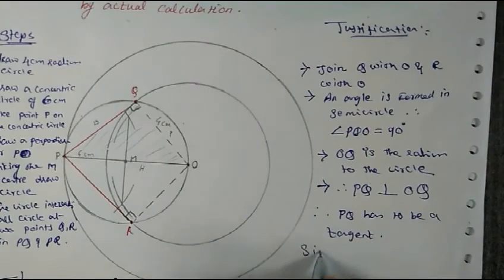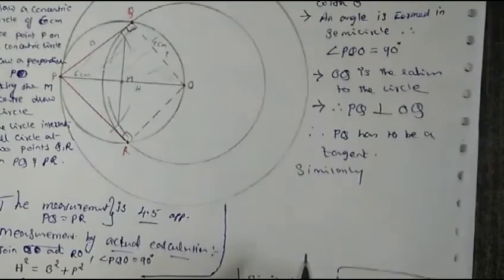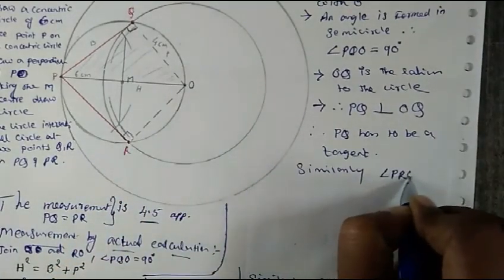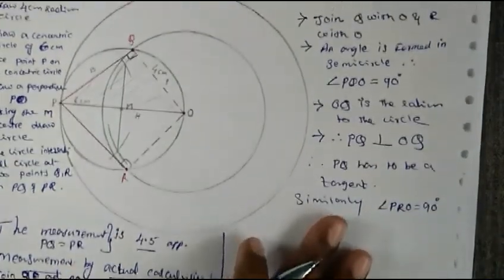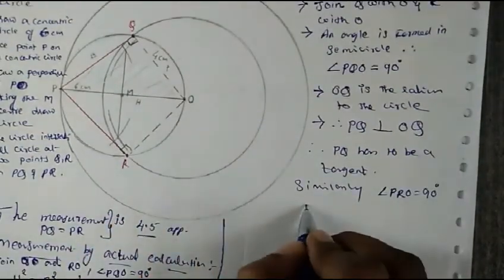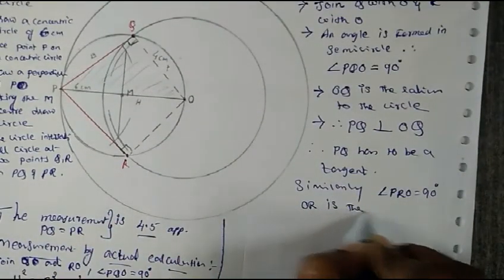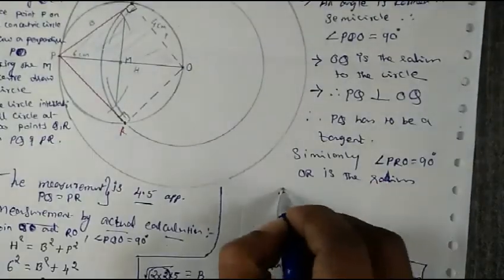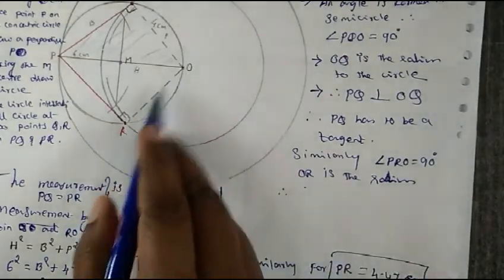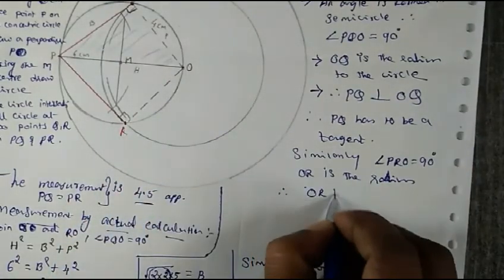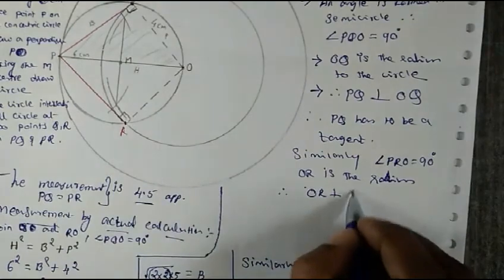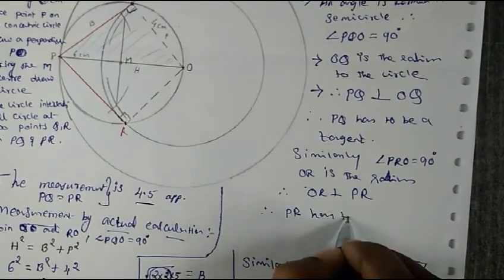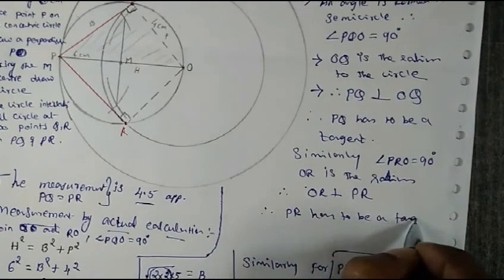That's it. Similarly, you can say here also angle PRO is 90 degrees and then OR is the radius. Therefore, this is the radius, that means OR is perpendicular to PR. So therefore, PR has to be a tangent.